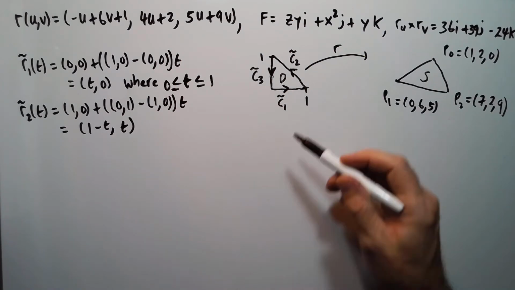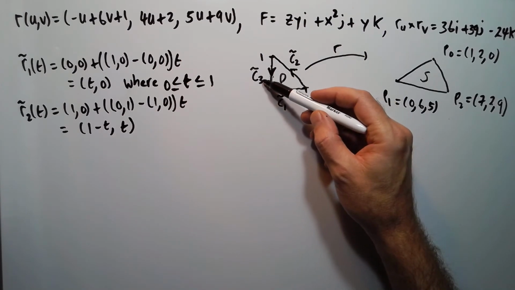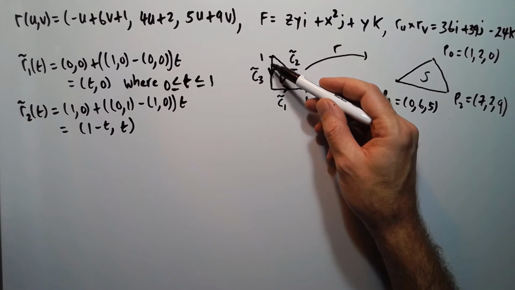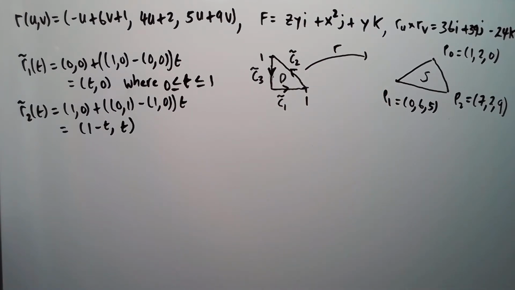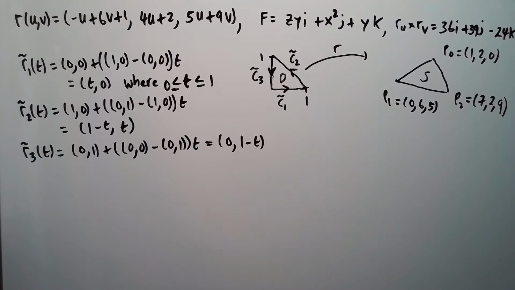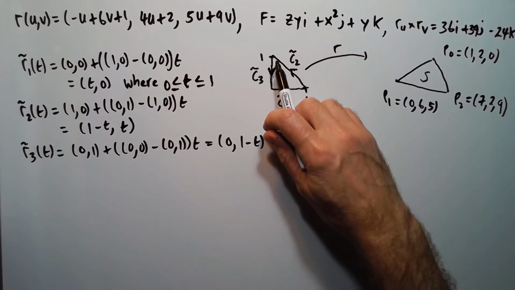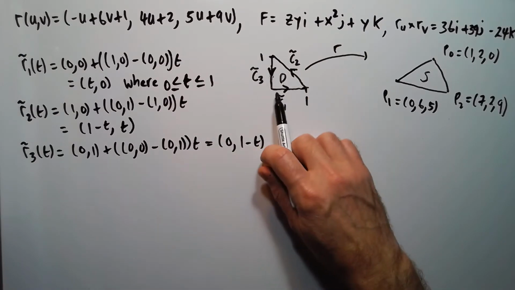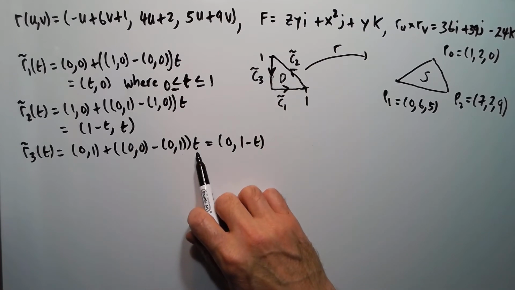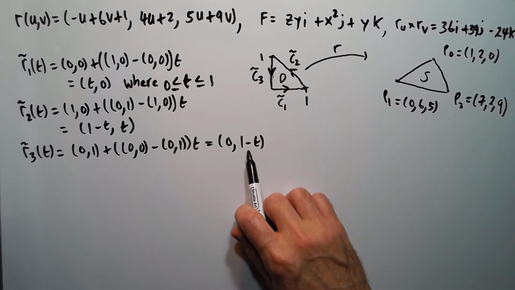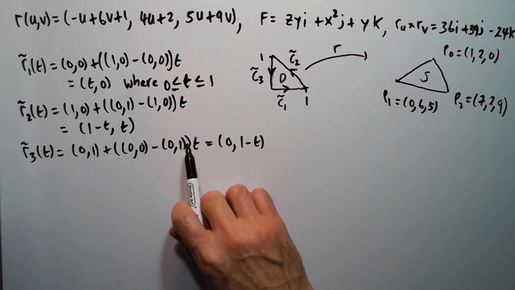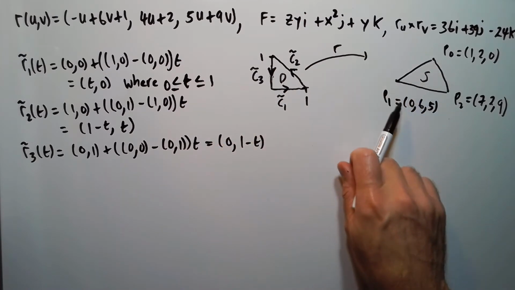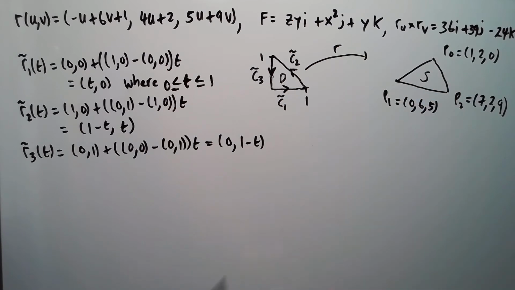And lastly, let's do the parameterization of C3 tilde. So it's going to go from this guy down to here. So let's call it R3 tilde. So doing that will be our start point, which would be (0, 1), plus end point (0, 0) minus start point, times t. So it ends up being (0, 1 minus t). Okay, so now let's map these over to parameterizations of my boundary over here.